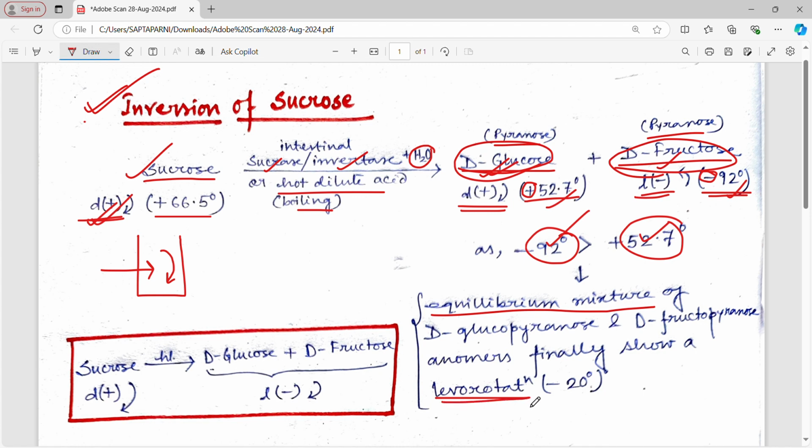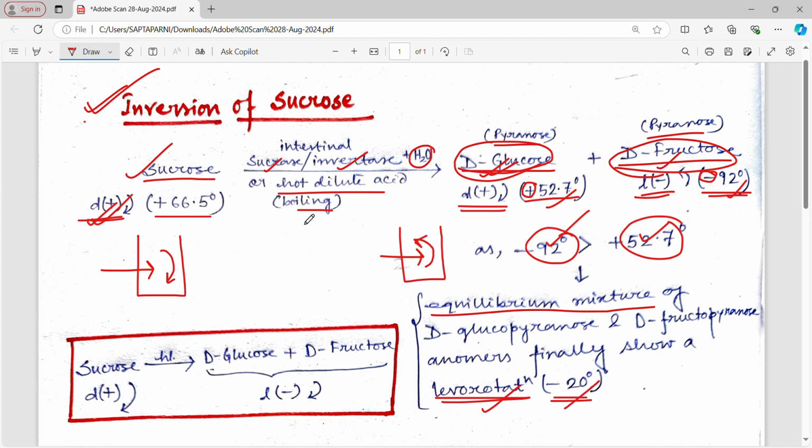Okay, so when there is a solution of sucrose only, the plane polarized light is rotated towards the clockwise direction, that means dextrorotation occurs. But upon hydrolysis, when the same sucrose solution is broken down into D-glucose and D-fructose, it rotates the plane polarized light anti-clockwise, so that means it shows levorotation. And the value of this specific rotation is minus 20 degrees.